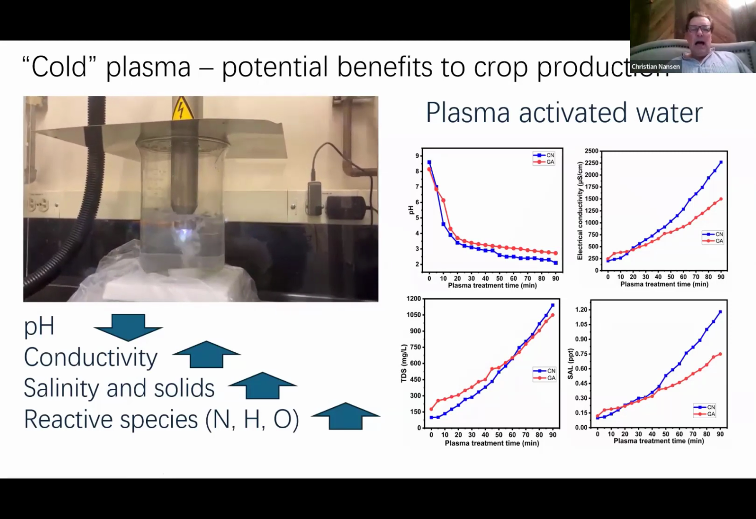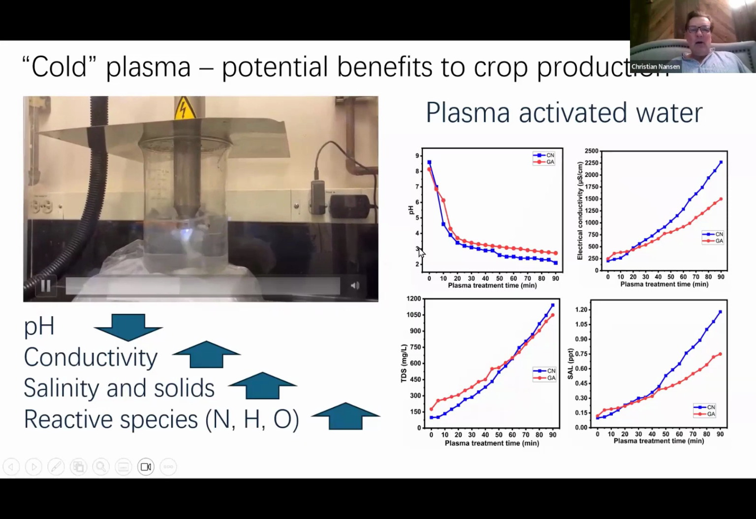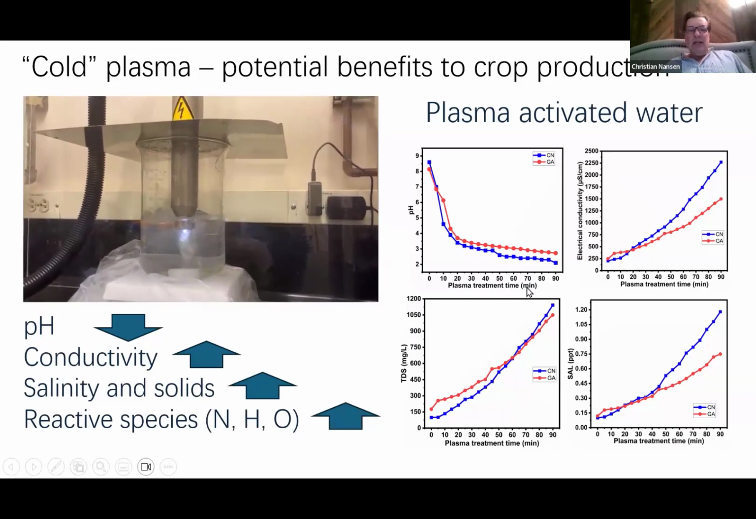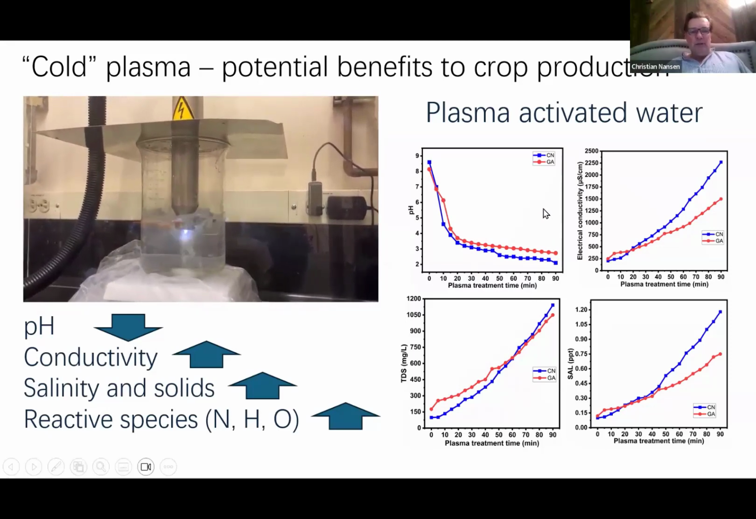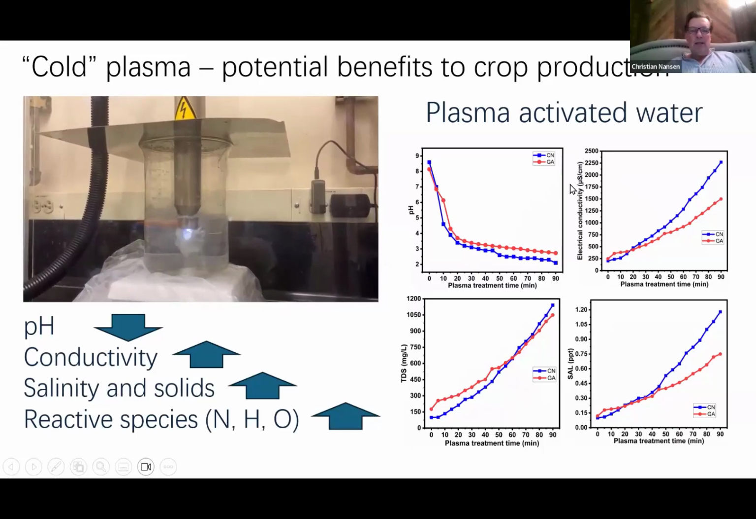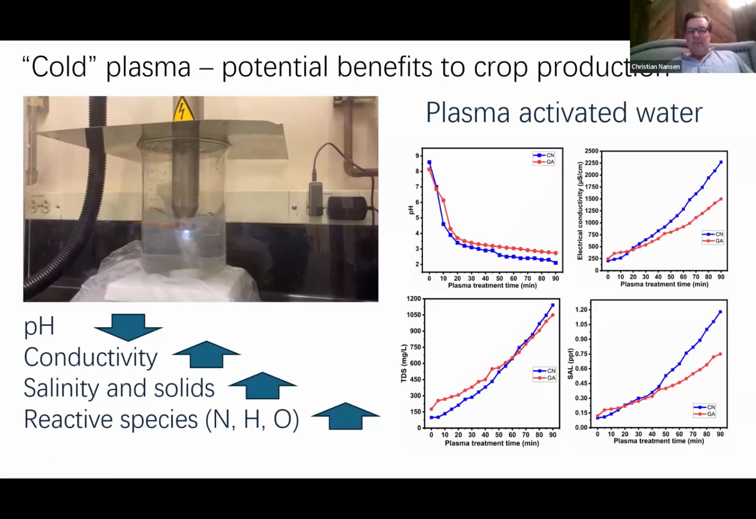It depends on how long we keep this jet, how long we treat it for. So you can see these treatment times change. So we have to optimize what PAW we want to use for different applications. That's a very, very important part of this narrative.